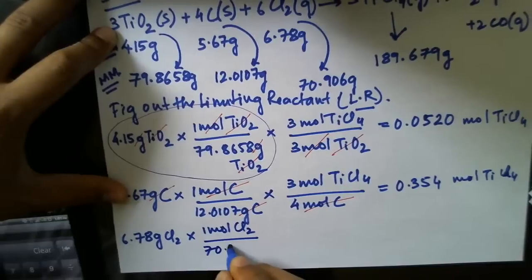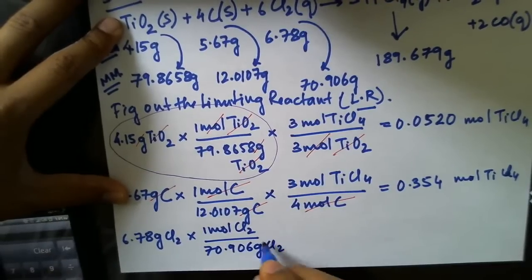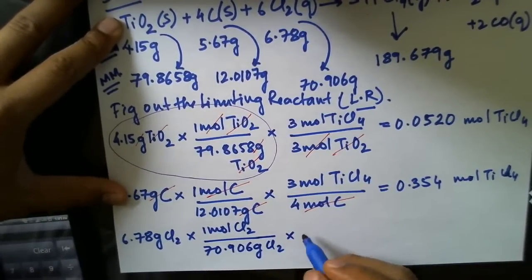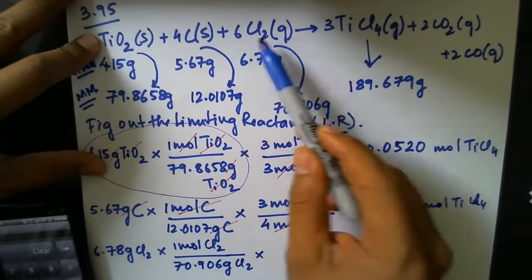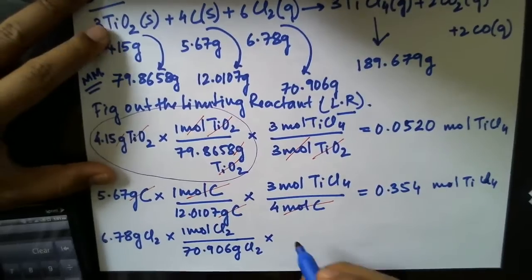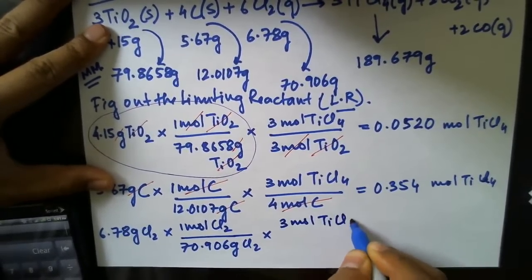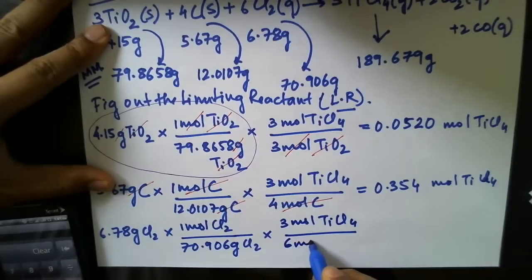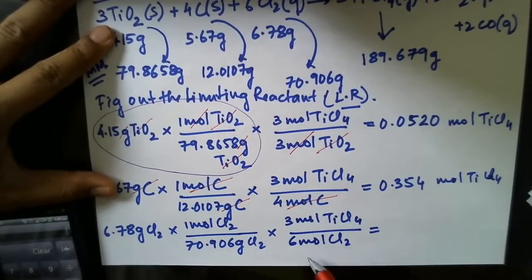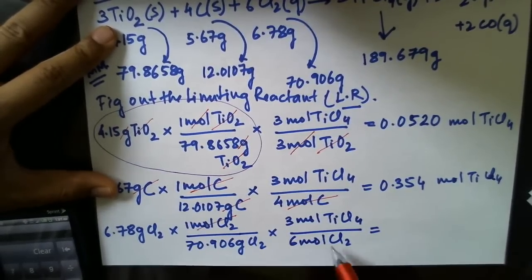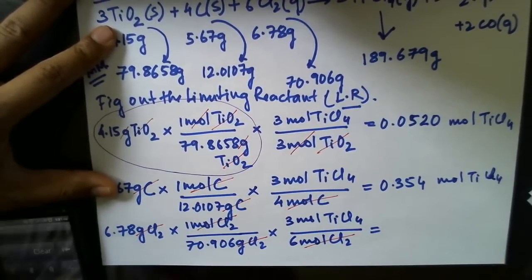And the molar mass of chlorine is 70.906 grams chlorine. Don't forget to write that. Times. Now we're going to relate 6 moles chlorine to 3 moles titanium tetrachloride. So we're going to put 3 moles titanium tetrachloride on top divided by 6 moles chlorine. And now let's see. I'm going to cancel out everything which we can cancel out. There we go. Grams and moles cancelled out. All the chlorine is gone.